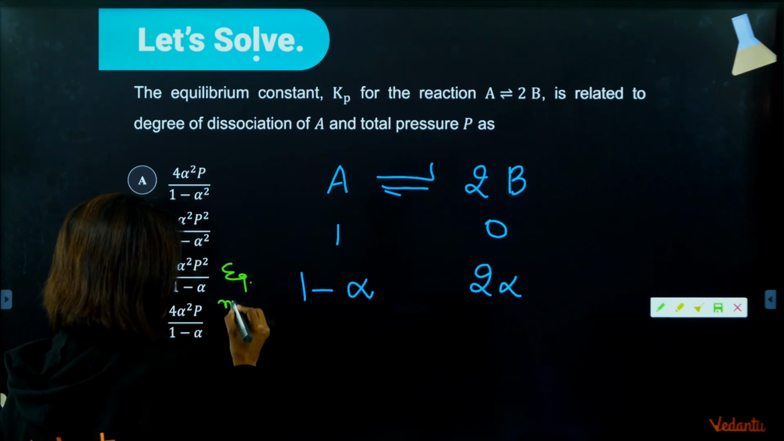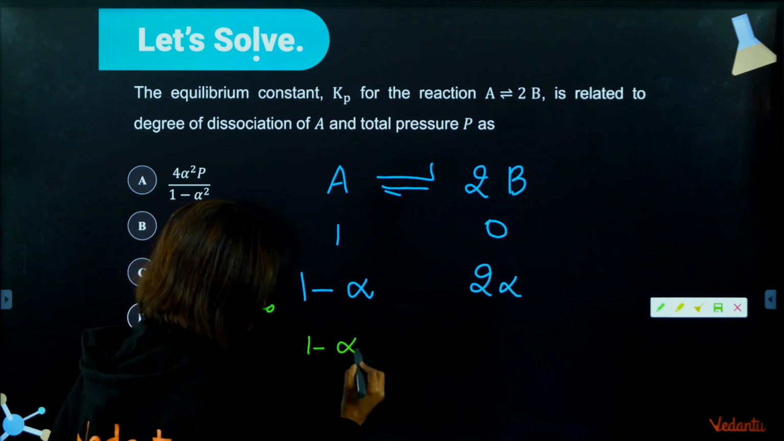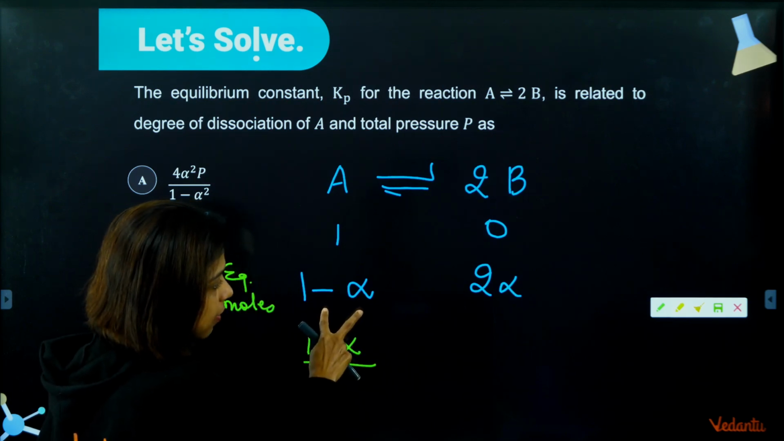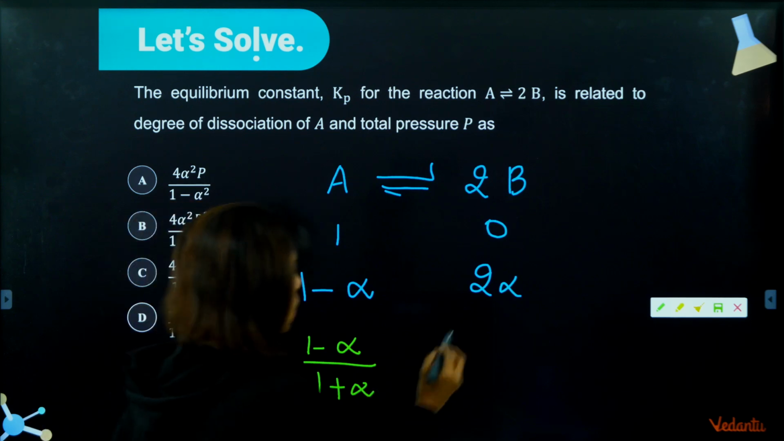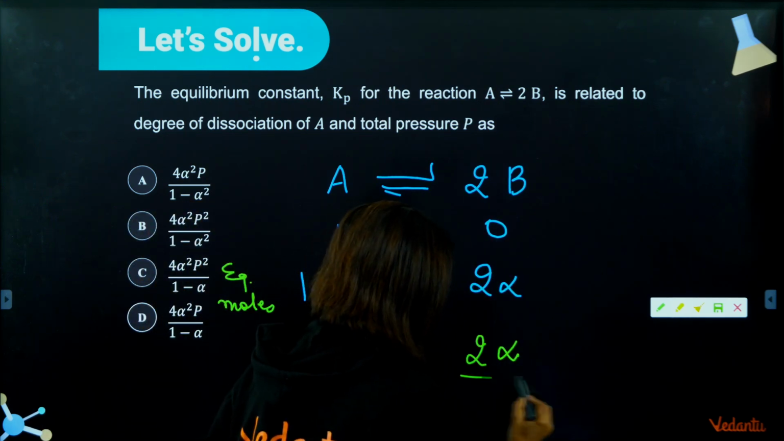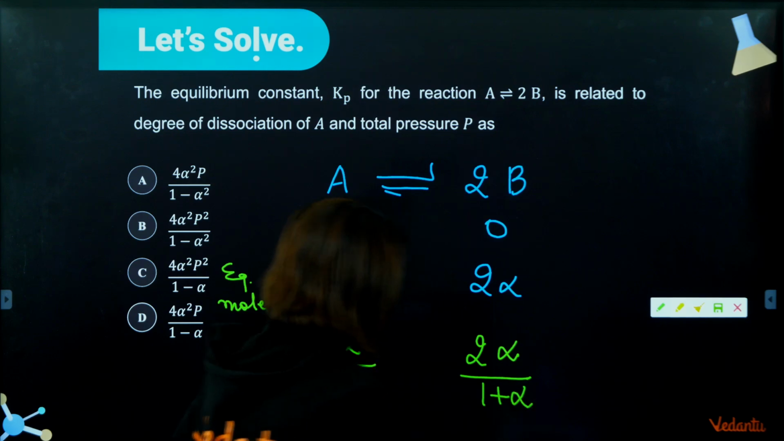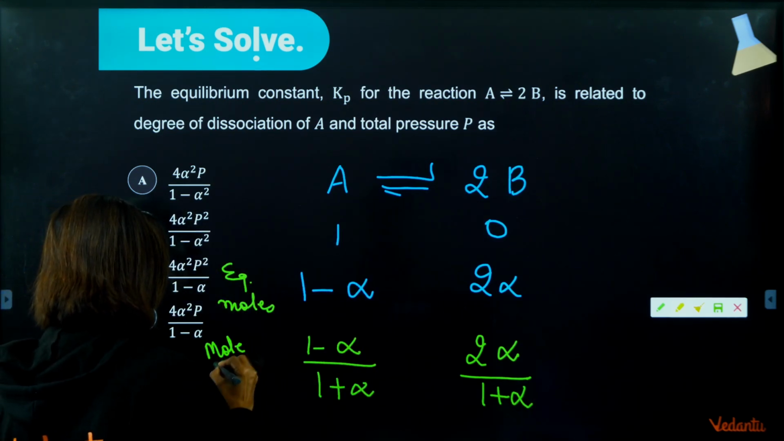Equilibrium moles. Now the mole fraction at equilibrium is moles of A divided by total moles. Total moles is 1 minus alpha plus 2 alpha, right? For B, the mole fraction at equilibrium is 2 alpha divided by 1 plus alpha. So this is the mole fraction at equilibrium.